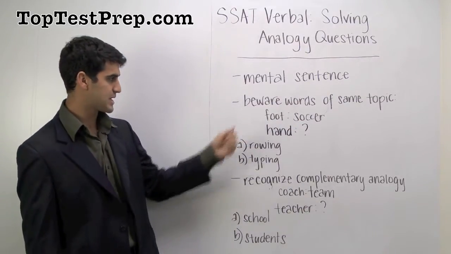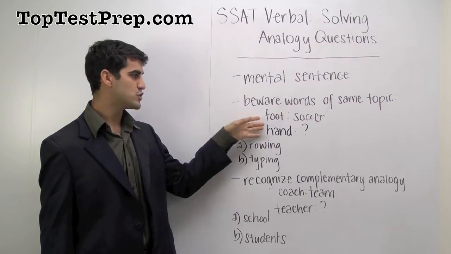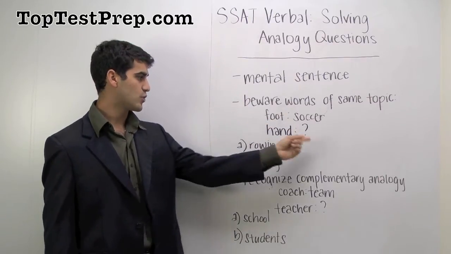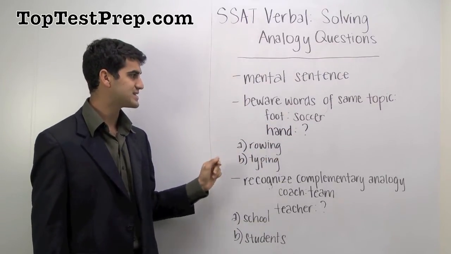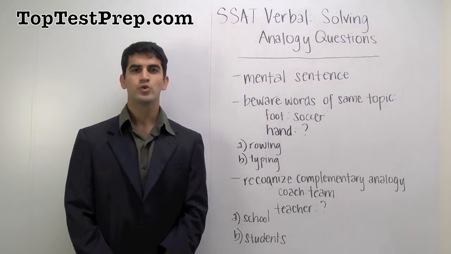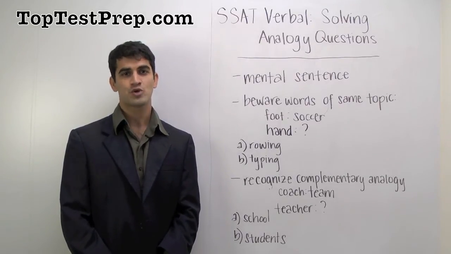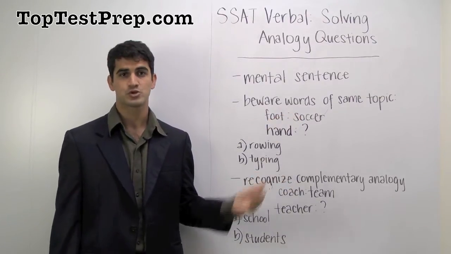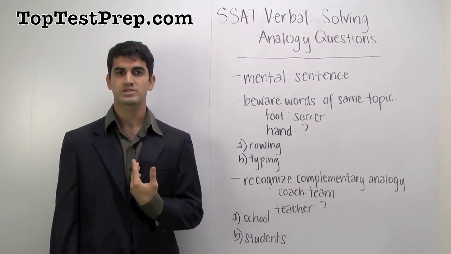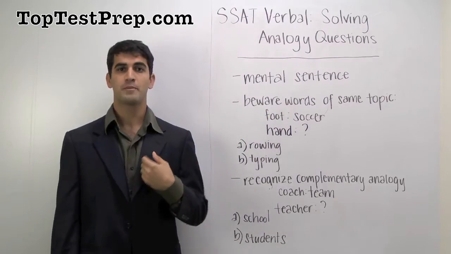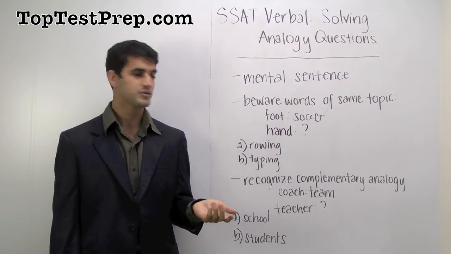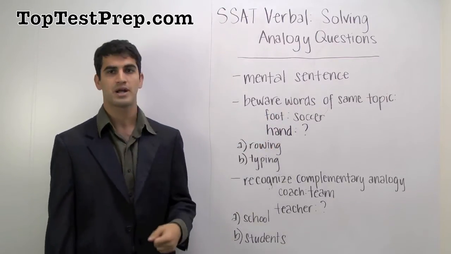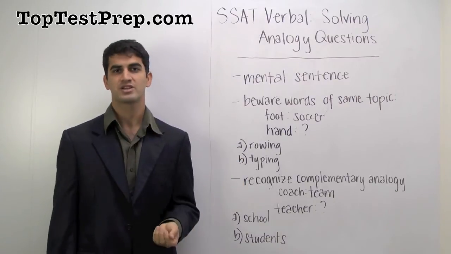So let's consider this example again. If your question was foot is to soccer as hand is to what, and your answer choices were rowing and typing, then you would want to be careful not to fall for the common trap of thinking that because rowing is a sport and soccer is a sport, rowing must be the right answer choice. Instead, using your mental sentence of a foot is the primary body part you use when you're playing soccer, you could correctly reason that a hand is the primary body part you're using when typing, and thus choose typing, the right answer choice.